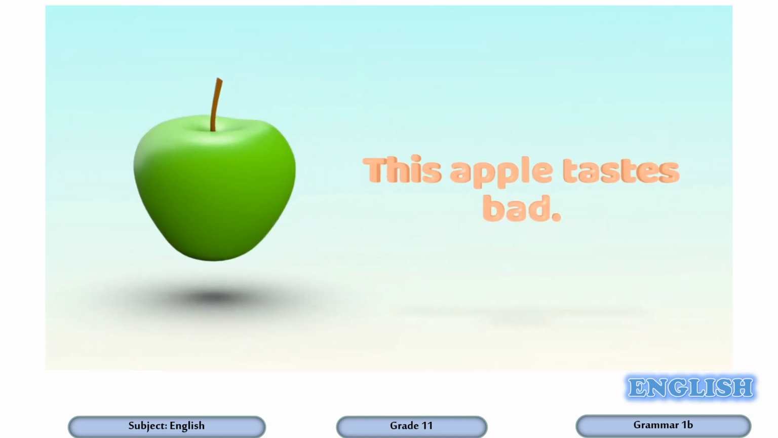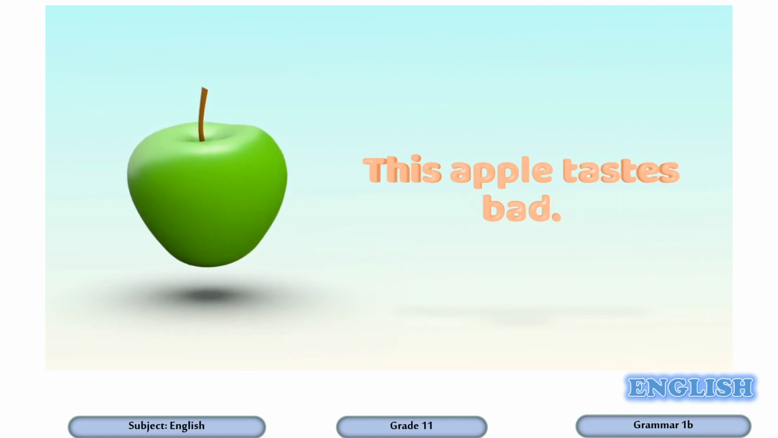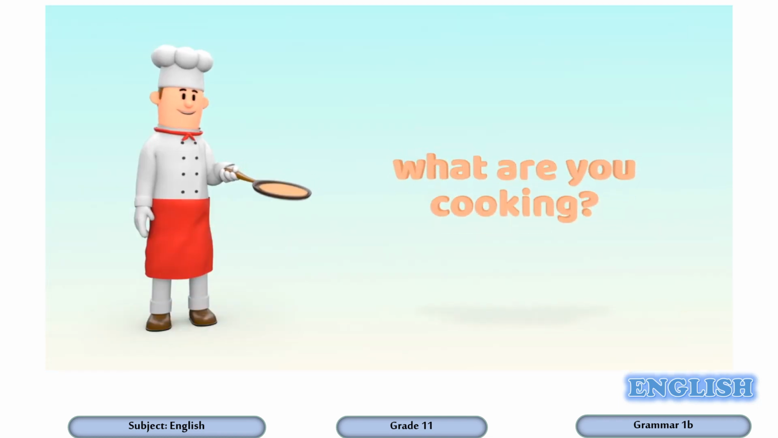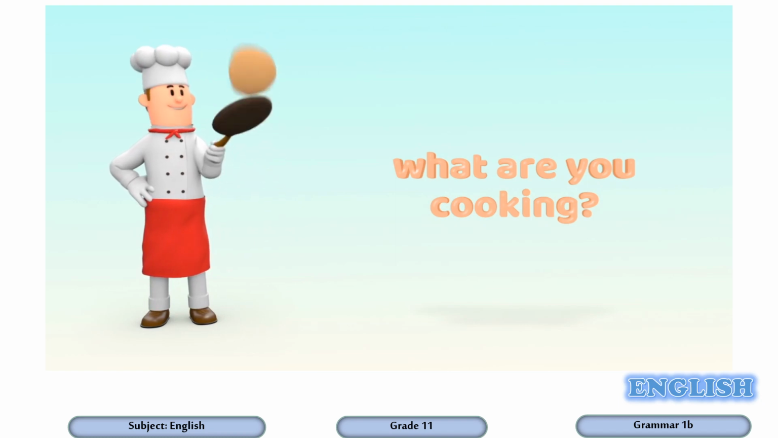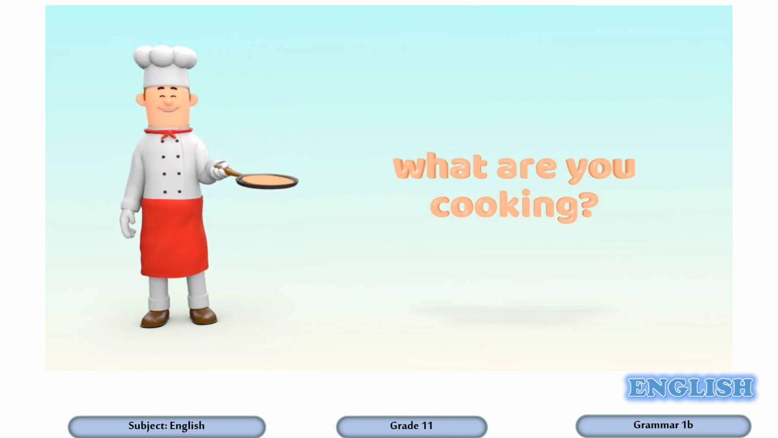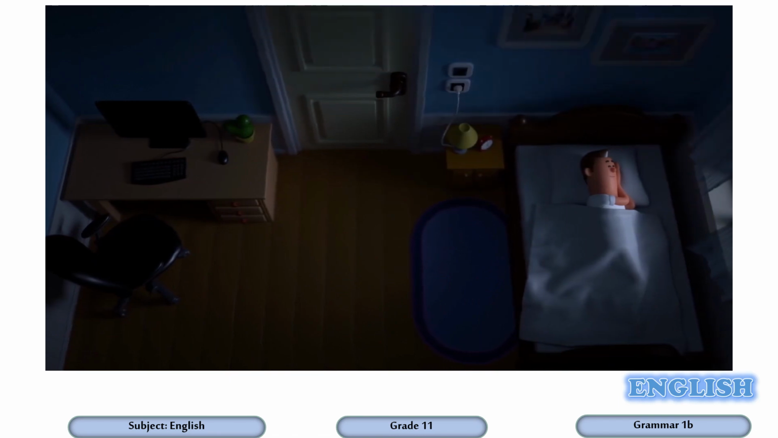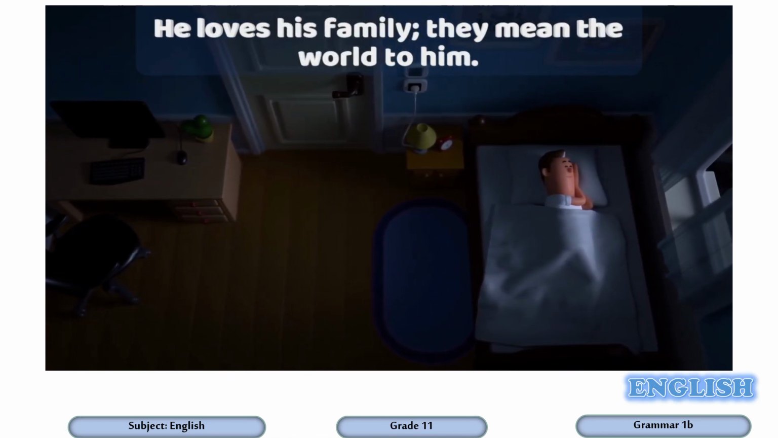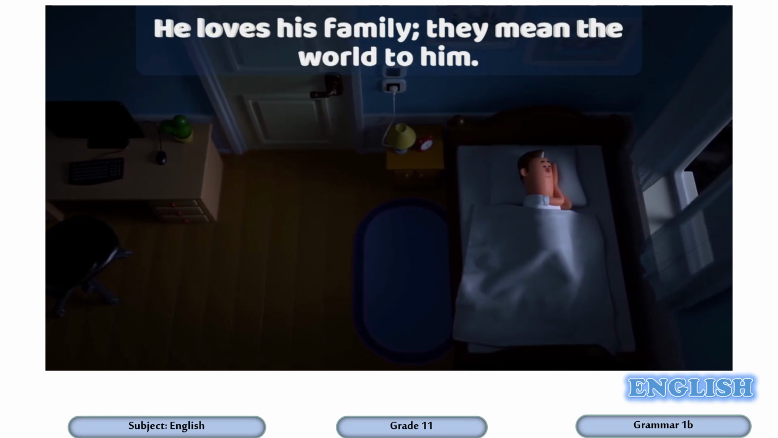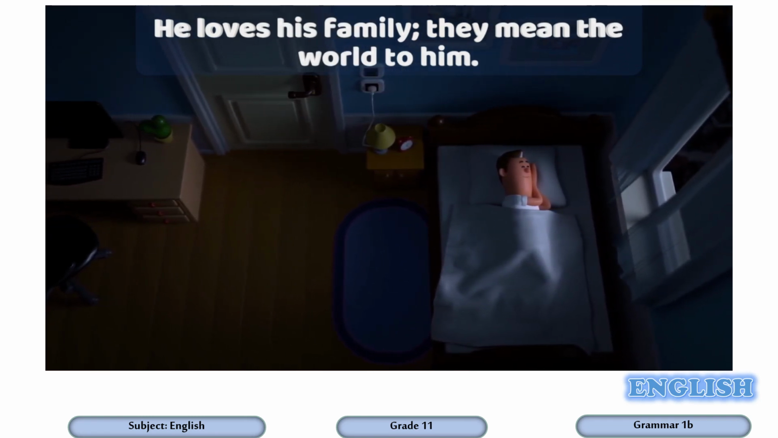This apple tastes bad. Taste here is a verb that refers to a certain taste or flavor. The verb here is a stative because we are talking about the state of the apple. What are you cooking? We are asking here about the action he is doing. So the verb to cook here is an action verb. He loves his family. They mean the world to him. The verbs love and mean are just states here. They are not actions.